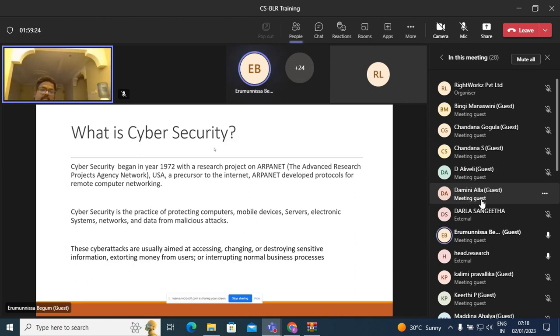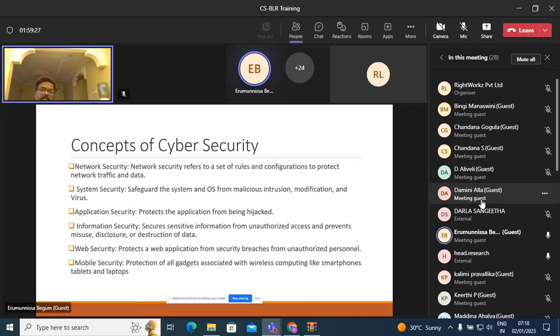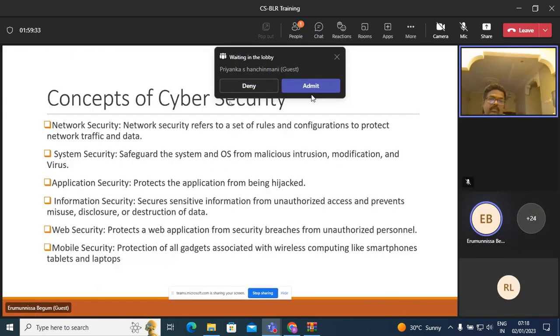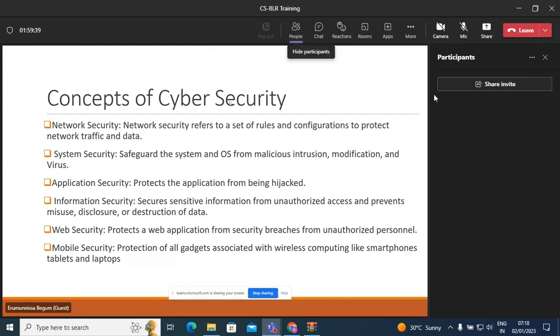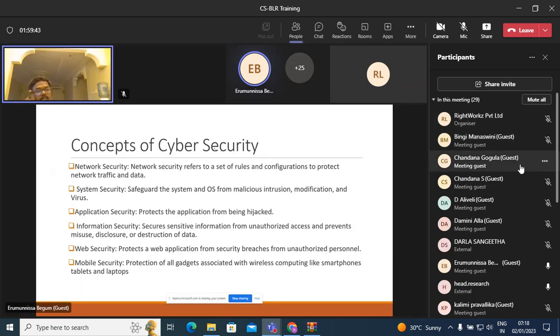There are a few basic concepts of cybersecurity. The first one is network security, which refers to a set of rules and configurations to protect network traffic and data. Then system security safeguards the system and OS from malicious intrusion, modification and viruses. A virus is a program which attaches to our system and tries to take our confidential information, causing huge loss. Then application security protects the application from being hijacked. They keep track of what we are doing when they attach the program to our system, so we have to protect it from getting hijacked.